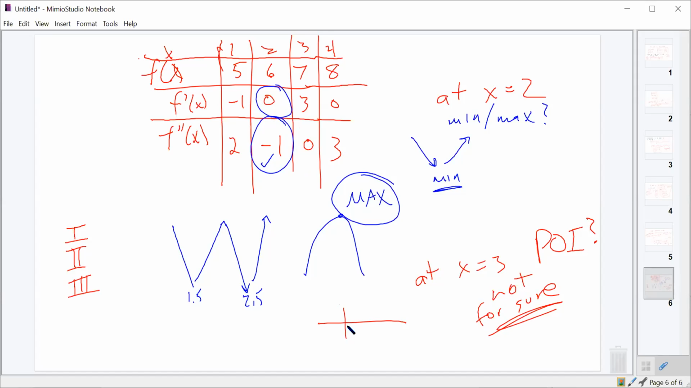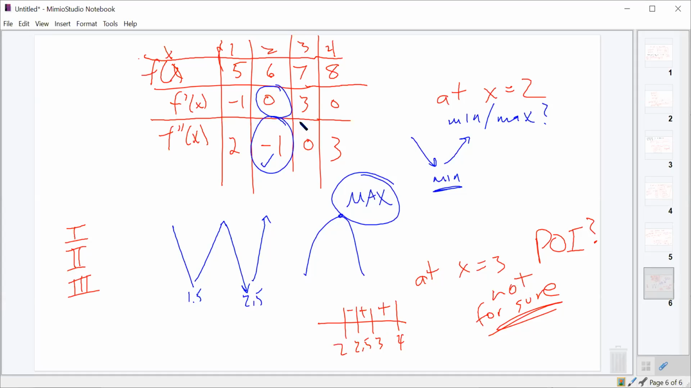The second derivative sign chart could potentially look like this. Here's 2, here's 2.5, here's 3, here's 4. It could be negative from 2 to 2.5, positive from 2.5 to 3, 0 at 3, and then positive again from 3 to 4. And that would totally match up with what we've got here. We just didn't have the information at 2.5. So we can't guarantee that there's a point of inflection.